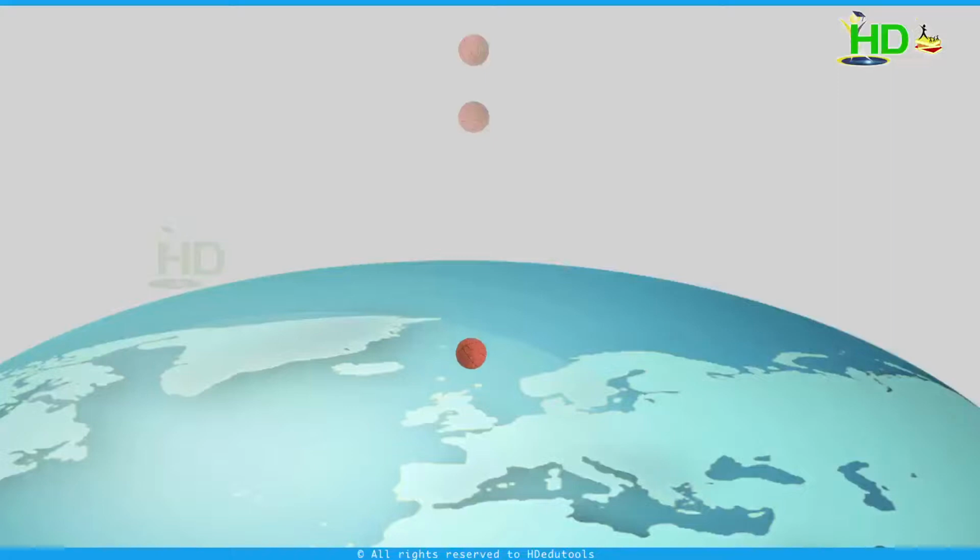You are throwing, which means you are giving some kinetic energy. If this kinetic energy is more than the potential energy with which it is attached to the Earth, then what happens? Yes, it can escape. That means if you throw this object with some velocity so that the kinetic energy can overcome potential energy, then the object can escape from Earth's surface. And that velocity is called escape velocity.